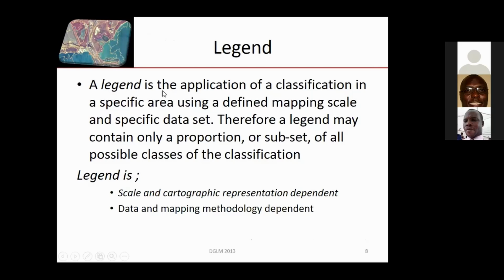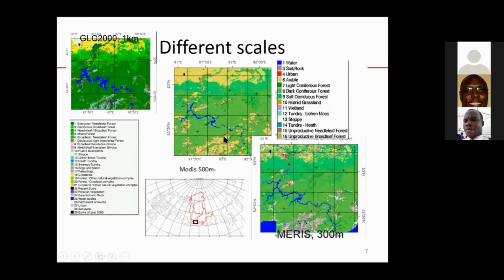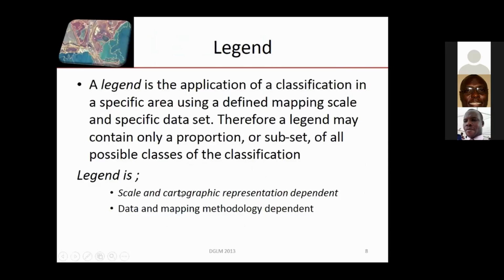So I've already talked about the legend, but a legend is basically an application of a classification in a specific area using a defined mapping scale and a specific data set. Therefore, a legend will always have classes that are a subset of this bigger classification system. So a legend is also scale dependent, and of course also dependent on the way you choose to create your map. So the cartographic depiction basically affects the way your legend will look.